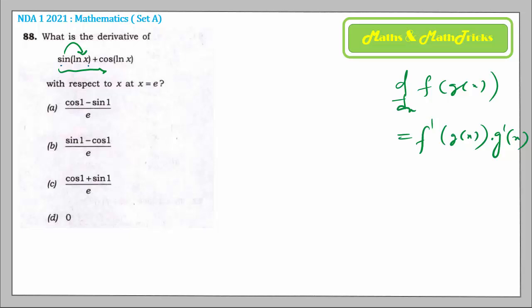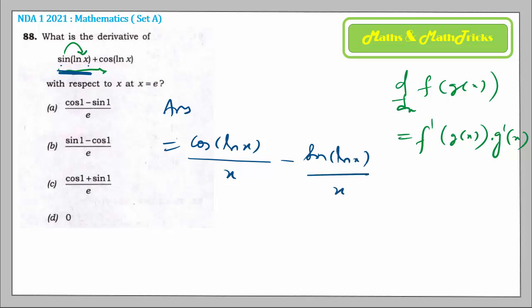So the derivative of sine of ln x will be cos of ln x, and ln x is again a function, so its derivative is 1 by x. Similarly, the derivative of cos of ln x is minus sine of ln x, and the derivative of ln x is 1 by x. So this is what you are getting, say dy by dx, if you assume your function to be y.